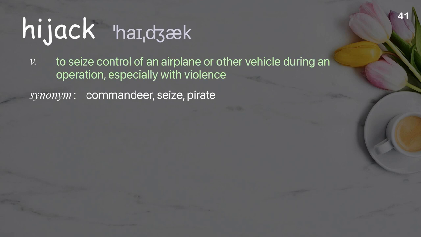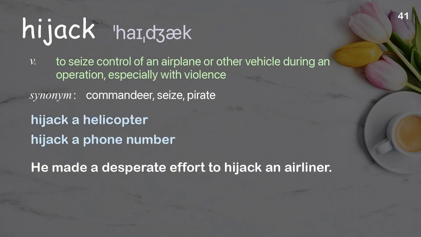Hijack. To seize control of an airplane or other vehicle during an operation, especially with violence. Examples. Hijack a helicopter. Hijack a phone number. He made a desperate effort to hijack an airliner.